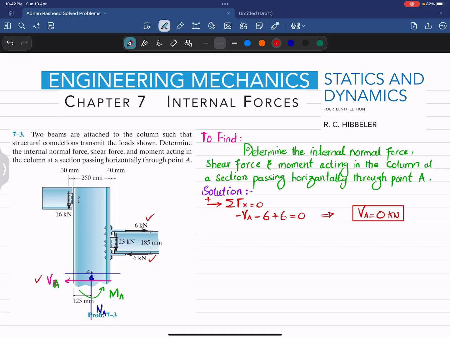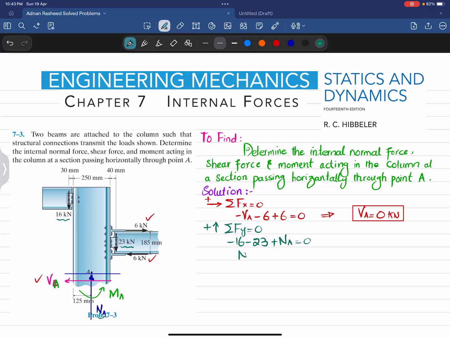Now we will find the second one by applying the equation of equilibrium, that sum of all forces along y direction must be equal to 0 and upward force is taken as positive. So you can see this first one, 16 kilonewton load that is acting downward, so minus 16. This 23 kilonewton load that is also acting downward, this is minus 23, and this NA is normal axial load which is acting upward, so NA will be equal to 0.